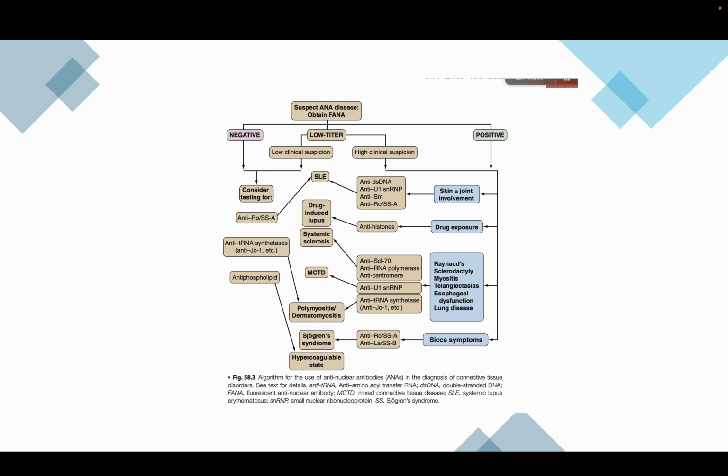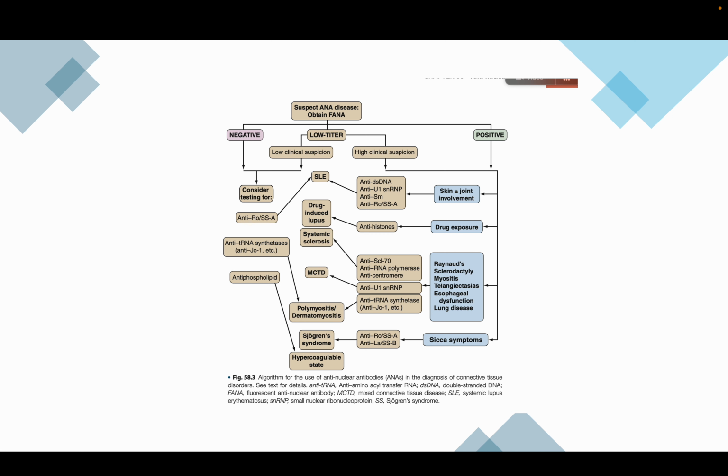Which extractable nuclear antigens you should check for is also based on the symptomatology. Let's say ANA is low titer, not significantly positive, but your clinical suspicion is high. If skin and joint involvement is more, skin and joints are generally involved in SLE, Sjogren's, scleroderma, and mixed connective tissue disease, so you send for those extractable nuclear antibodies. So these are the four or five antibodies you can do. Let's say drug exposure is there, you send for antihistone antibodies.